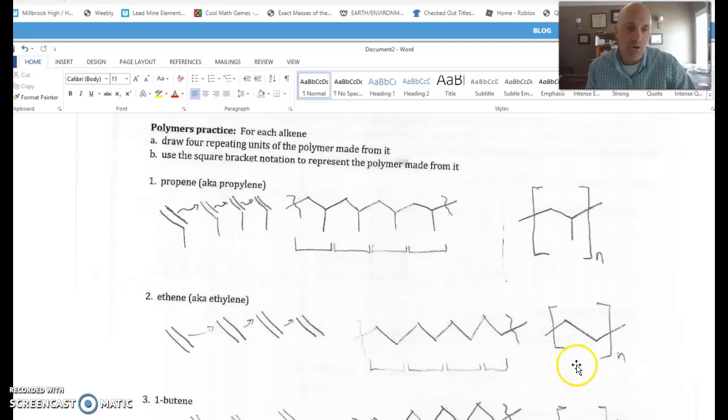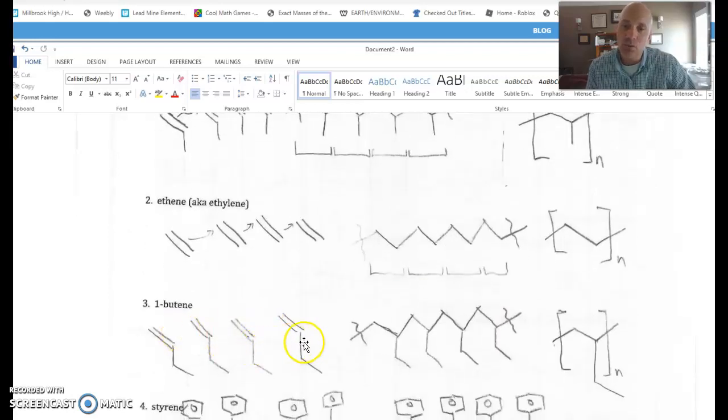And if we were to draw the square bracket notation, it would look like this. Again, if you took a bunch of these and you photocopied them and tried connecting them end to end, connecting the left side of one to the right side of the other, you'd see that just doing this would end up giving this polymer right here. All right, 1-butene would look like this. Same basic concept.